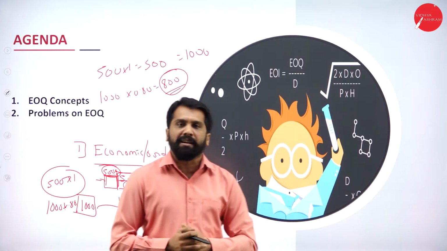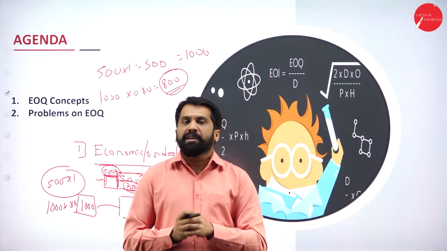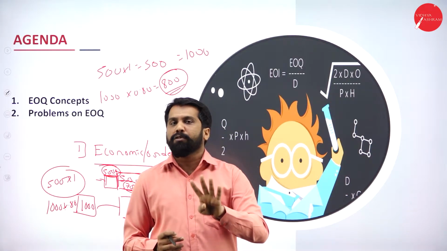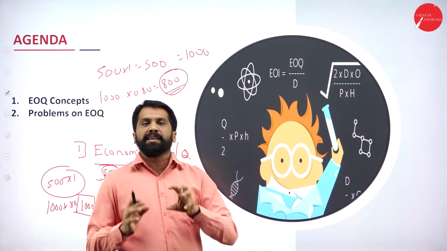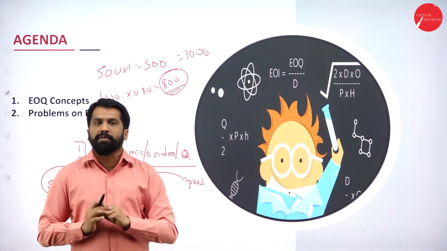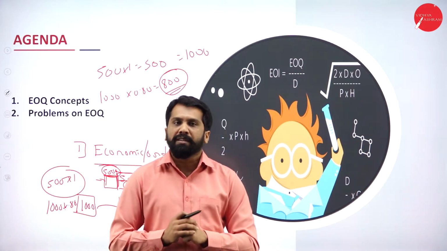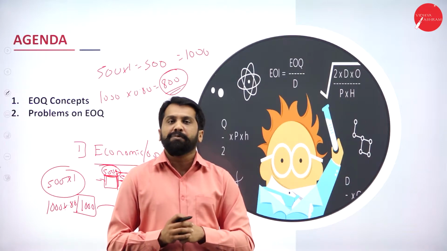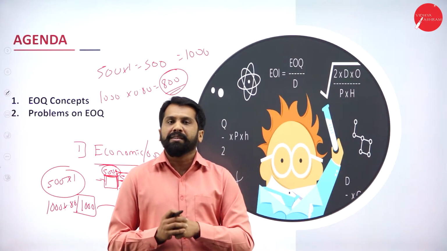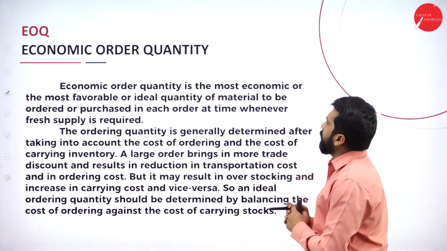Everything you have to analyze and decide which is better. Should I go for twice, four times, yearly 12 times, or yearly one time? Everything we will apply one formula. In that formula, you will get the best out of these options. Clear? This is what we call EOQ, economic order quantity. Now, this is done. Next.